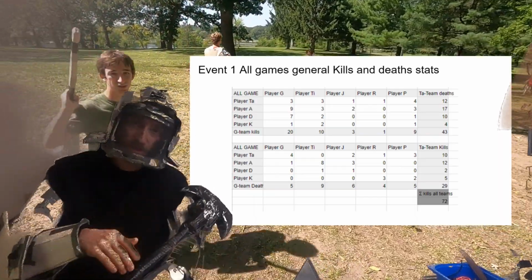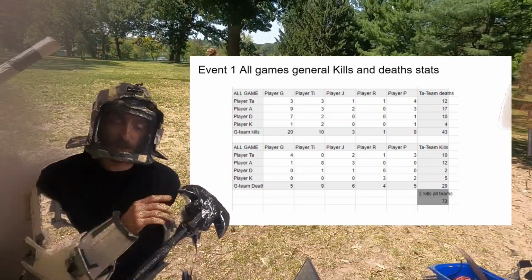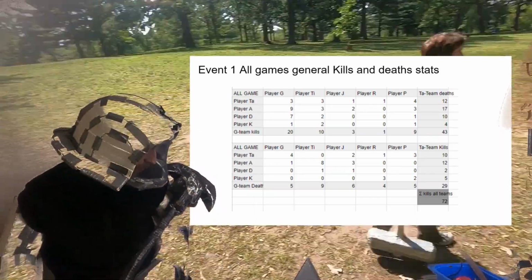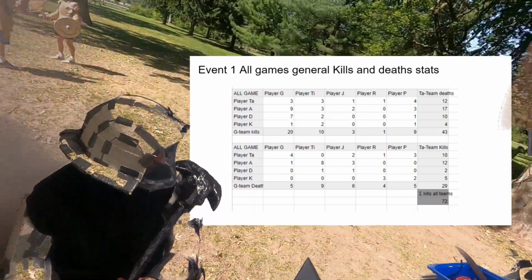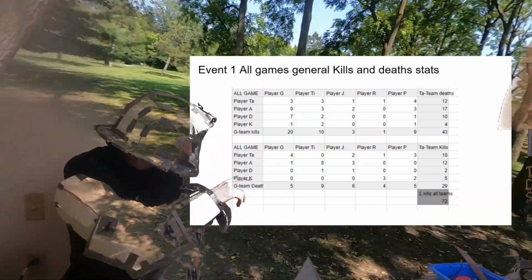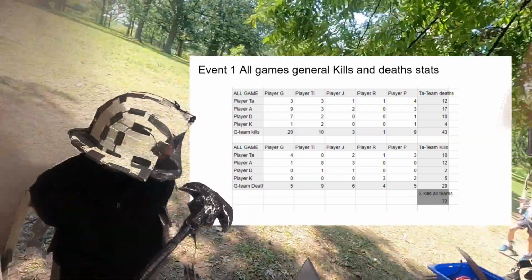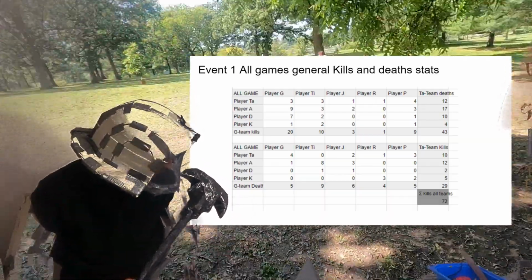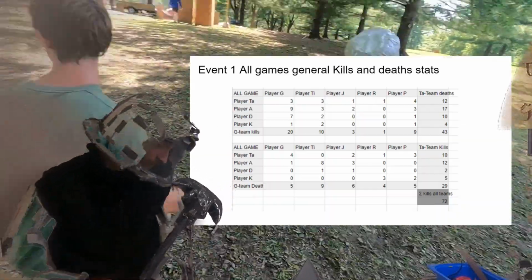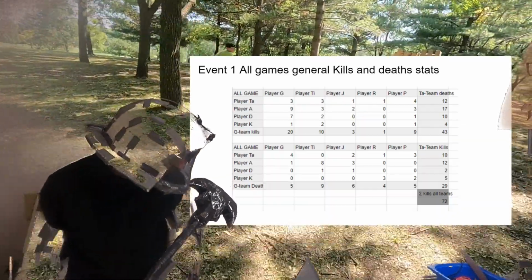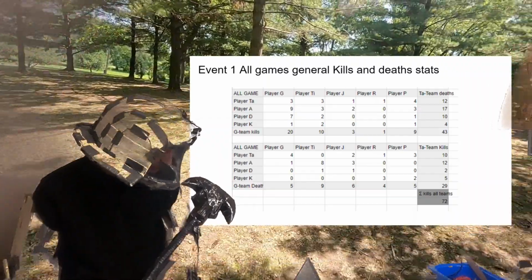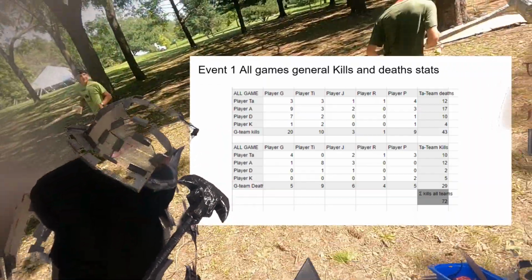So these are just, we added cell-wise all the cells together and then showed them. So across all 3 games, we can see that I got, just for me, player G in the top, 3 kills on player TA, 9 kills on player A, 7 on player D, and 1 on player K, for a total of my 20 kills. Though, again, I'm not entirely sure if all those are completely accurate, but we'll see.